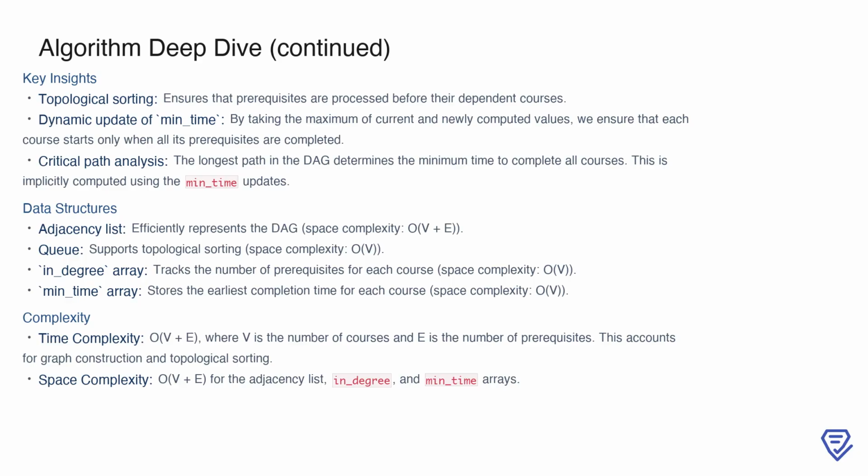The adjacency list represents the DAG using O(V + E) space, where V is the number of courses and E is the number of prerequisites.